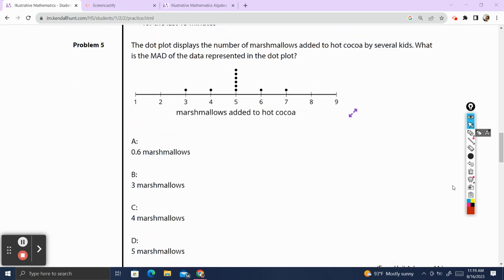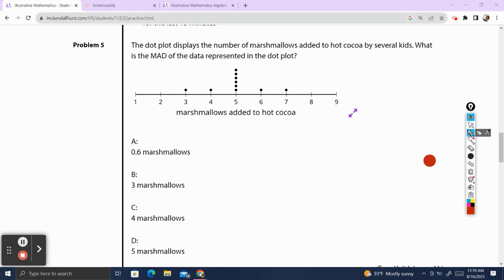Problem 5. The dot plot displays the number of marshmallows added to hot cocoa by several kids. What is the MAD of the data represented in the dot plot? Well, MAD, if you recall, is mean average distance. So let's start by finding the mean. By doing a little mathematics in my calculator, I determined that my mean is going to be 5.